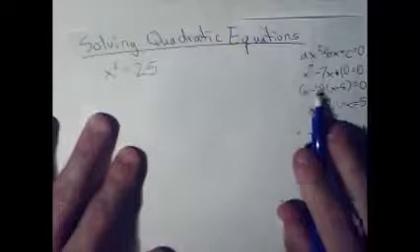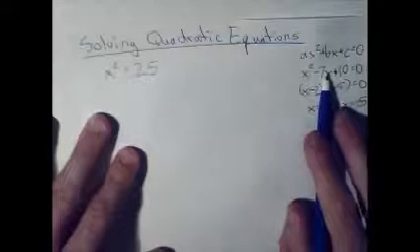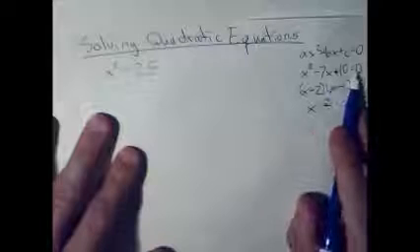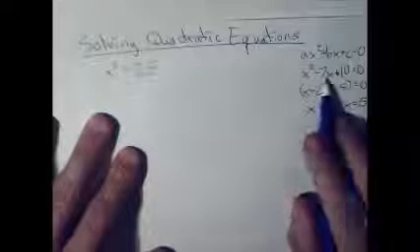If I take 2 and plug it in, 2 squared is 4. 7 times 2 is 14. 4 minus 14 is negative 10, plus 10 is 0. It works. That's what I'm trying to do. 5 would work also. We did see other methods.